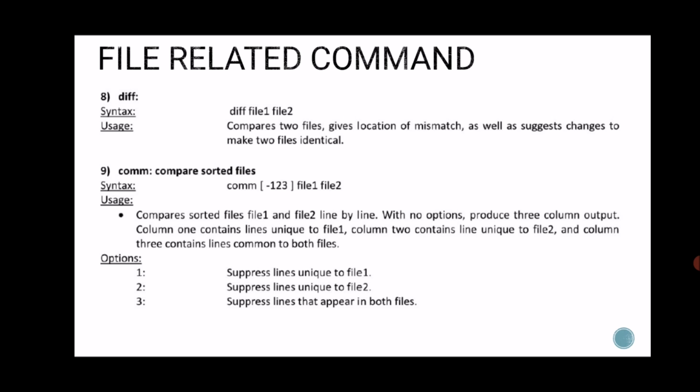Now the next command is comm, compare sorted files. It compares sorted file1 and file2 line by line, and with no option, produces three-column output. Column 1 contains lines unique to file1, column 2 contains lines unique to file2, and column 3 contains lines common to both files. So these are all the file related commands, and these are the basic Linux commands that we use for directories and files.